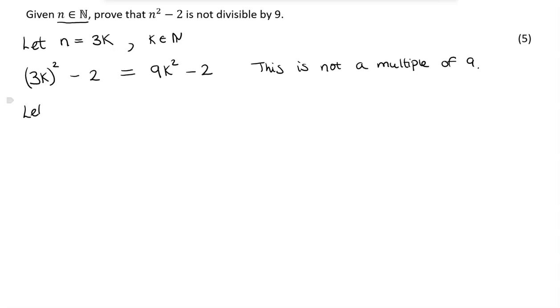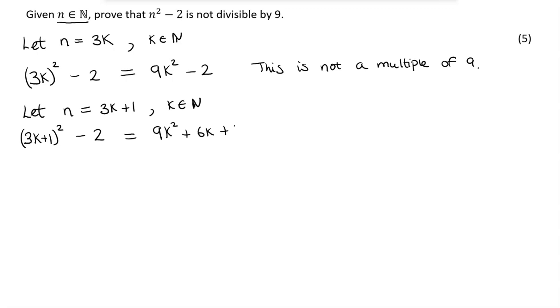So what about multiples of 3 plus 1 here? This is going to be 1, 4, 7, 10, etc. So this time I'm testing 3k plus 1. I'm going to substitute the n, replace the n with 3k plus 1 here, and take away the 2. Then expand that bracket out. That's going to be 9k squared plus 6k plus 1 when I expand that bracket out. Don't forget to take away the 2.